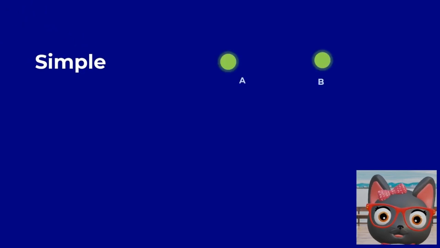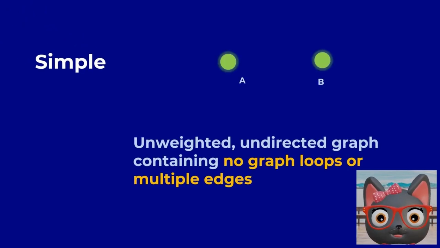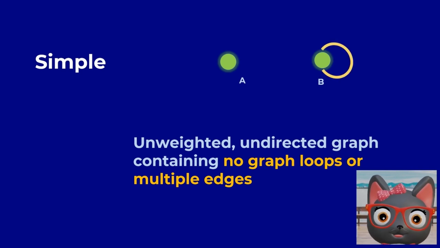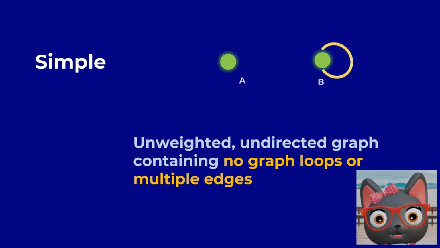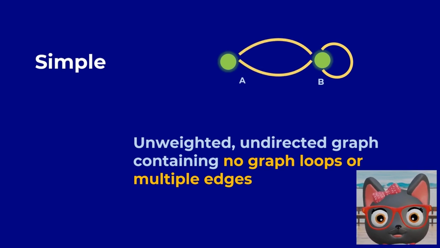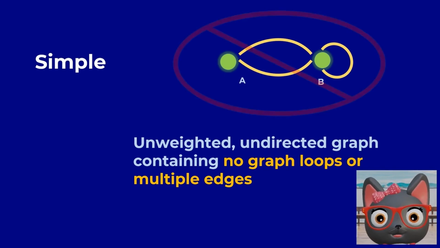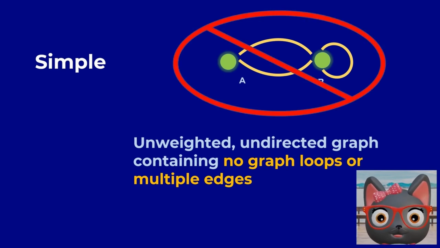A simple graph is an unweighted, undirected graph containing no graph loops or multiple edges. A graph loop is what you see at node B, where B goes to B. Multiple edges is when there is more than one edge, like what you see from A to B, where there are two edges. While there are applications to graph loops and multiple edges, we will only be focusing on simple, weighted, or directed graphs for graph traversal.